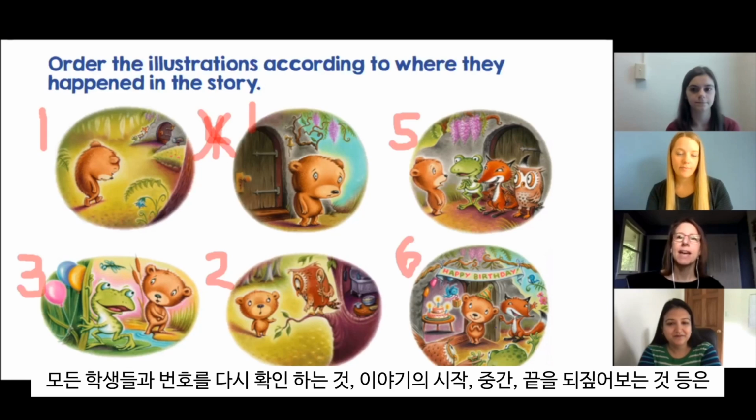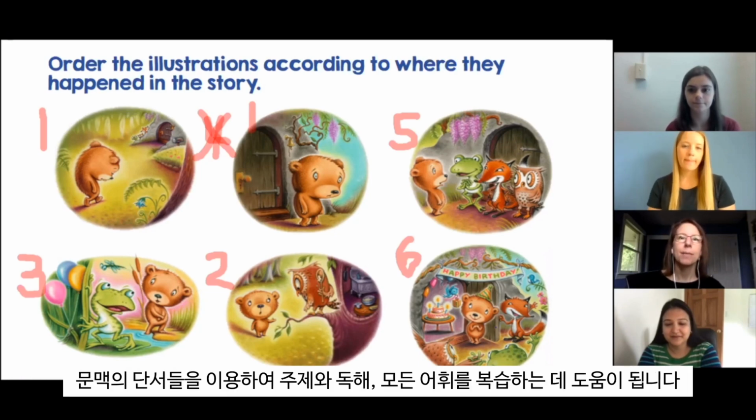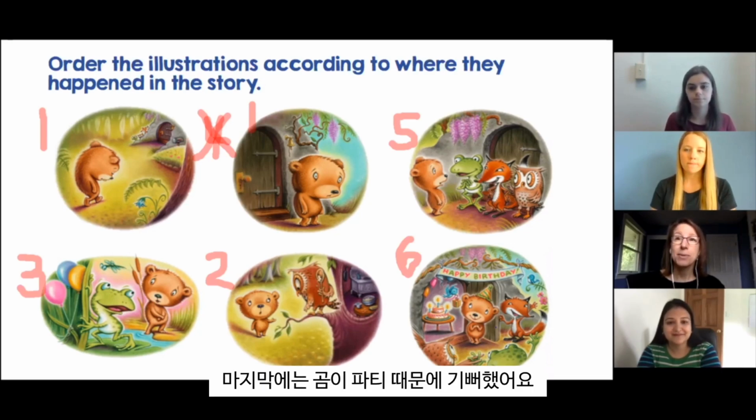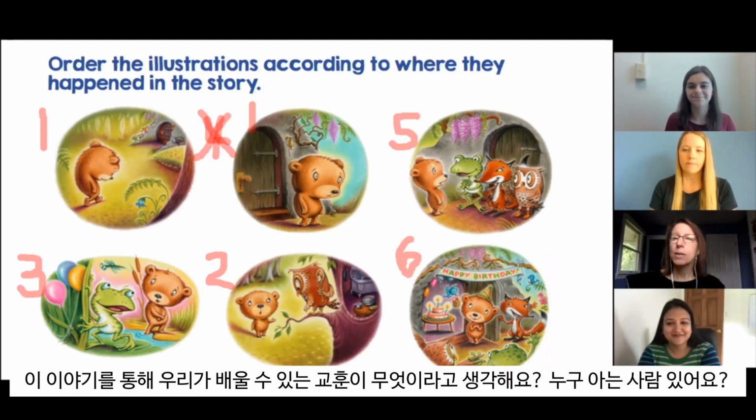So teachers, again, walking back through the numbering, bringing the whole class through, looking at the beginning, middle, and end of the story helps us to recap the topics, the comprehension, all of the vocabulary, using the context clues. So class, to recap, first Bear was feeling sad, then his friends surprised him, and at the end he was happy with his party. What do you guys think is a lesson that we can learn from this story? Does anyone have an idea?